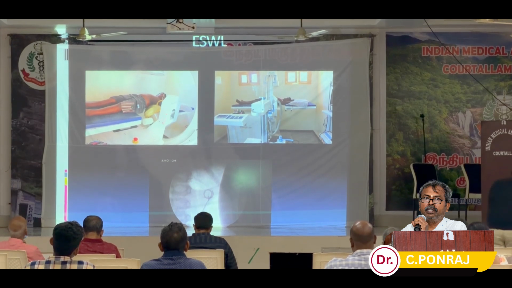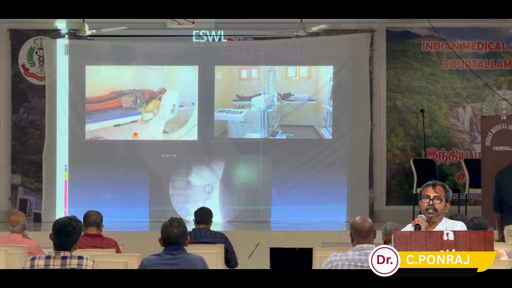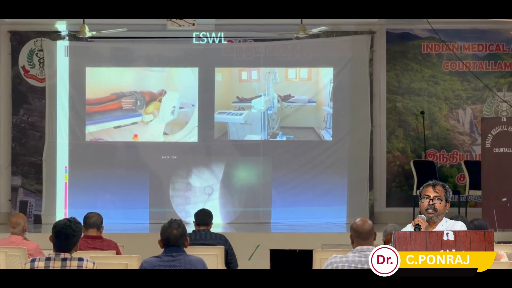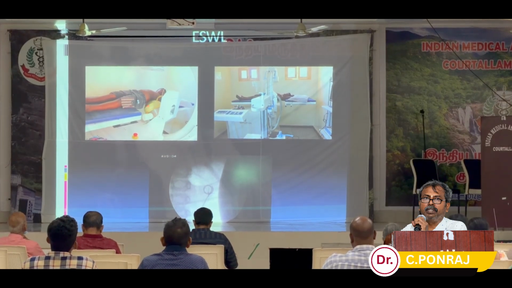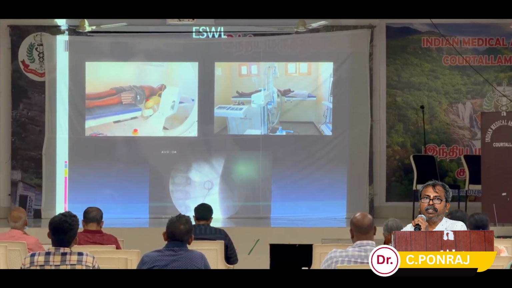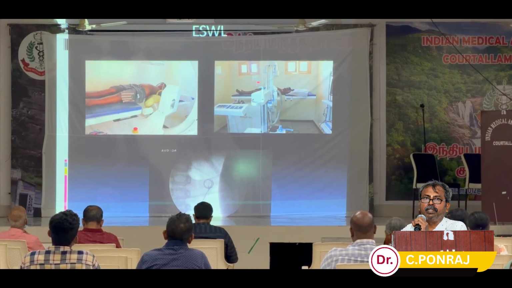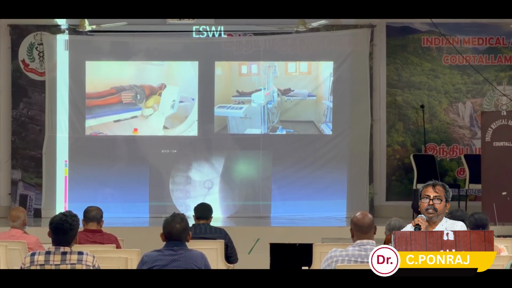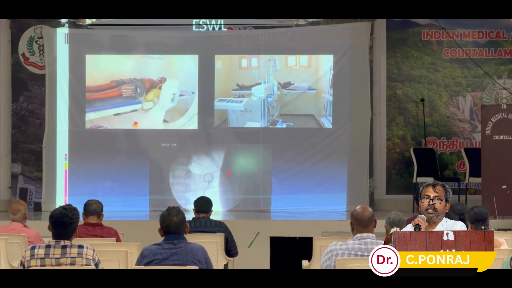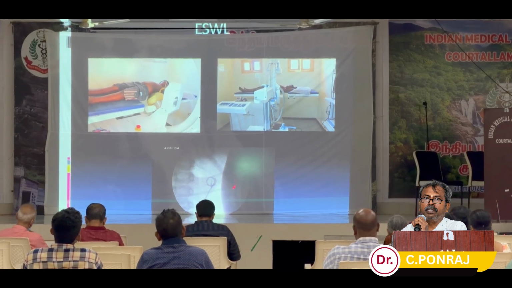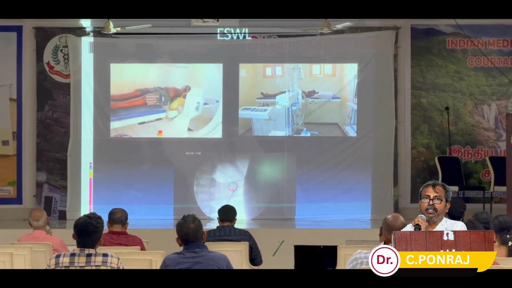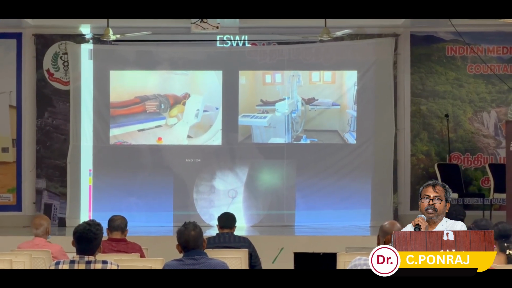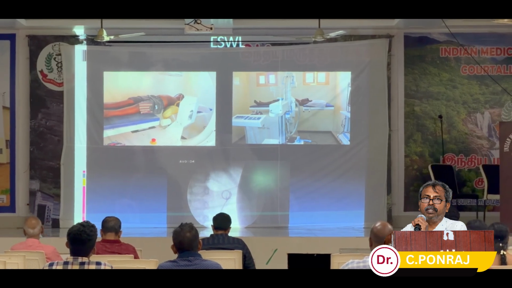This is ESWL, extracorporeal shockwave lithotripsy. This is the generator through which the ultrasound waves are generated. This is the coupling medium, water inside the balloon. This is the C-arm through which we localize the stone. This is the balloon as seen in the C-arm. With the X mark in two angles, we localize the stone and break the stone.